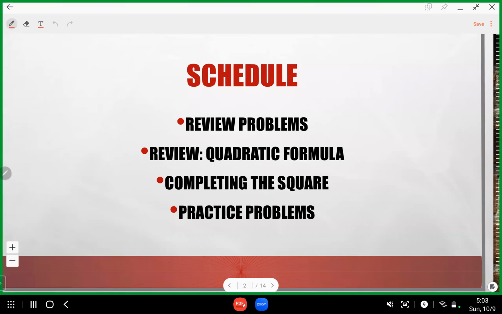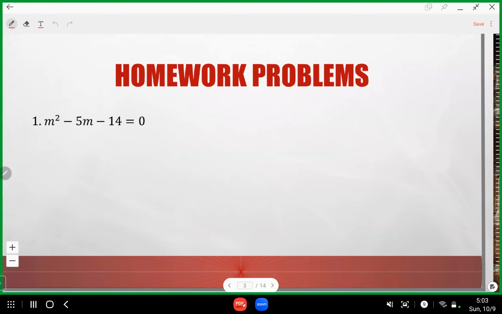And then I'm going to do some practice problems, and also I'm going to prove the quadratic formula with completing the square, and that's why we need to learn it. It's very effective sometimes. Okay, so let's start with some homework problems. You could have done these either way, so I'm just going to show it either way.